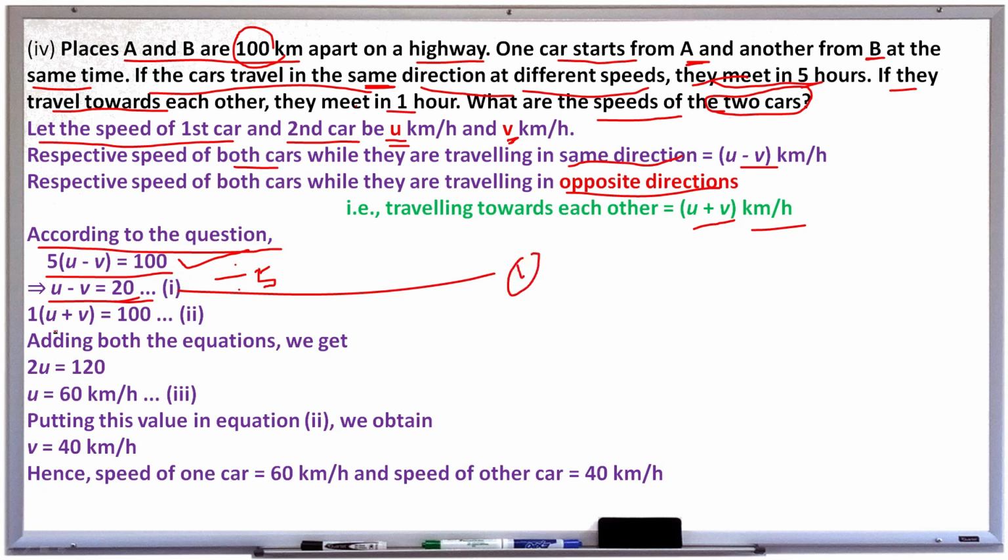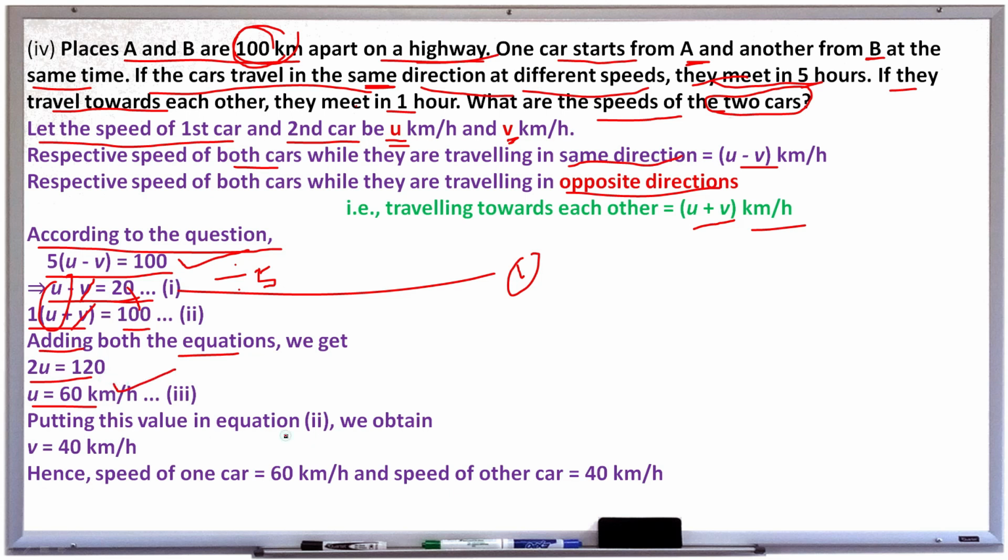Second equation, 1 into u plus v is also 100, because it is given in the question itself, 100 km apart on a highway. According to both equations 1 and 2, we get the value of 2u. If you are adding, just add it. Right hand side add 100 plus 20, 120. Left hand side when you are adding, minus v and plus v, v will get cancelled. So u plus u, 2u is equal to 120. So u is equal to, divided by 2, 60 km per hour.